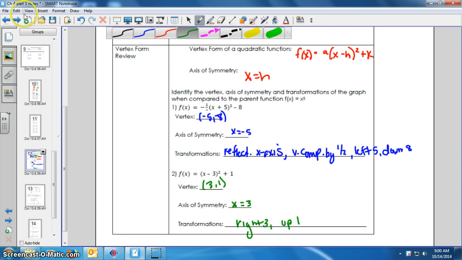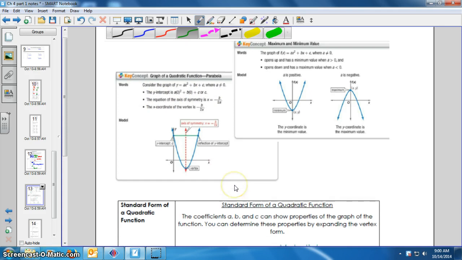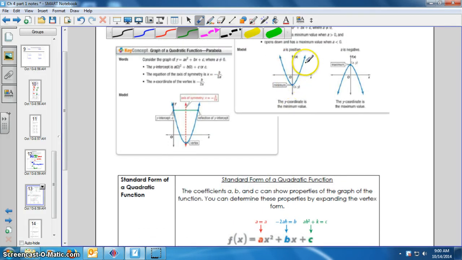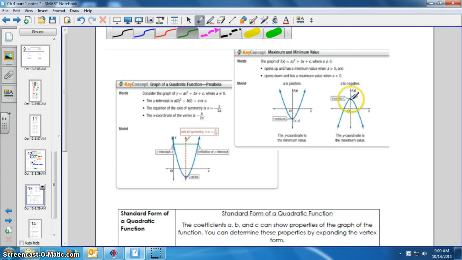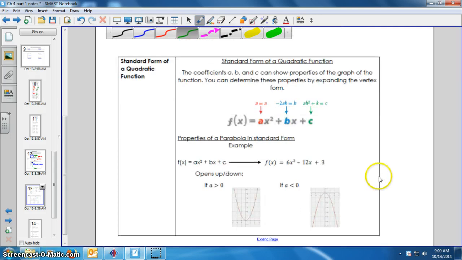All right, our next examples are going to be the standard form, which again we have done before. But we use that negative b over 2a to get our x value of our vertex point. And then we plug it back in to get the y value. And then we have minimum here, kind of like the bottom of a hole, and then maximum here up top. So that will be kind of our only real new thing.